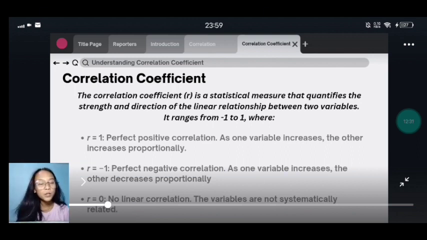Next one is R. If R equals -1 or a perfect negative correlation, as one variable increases, the other decreases proportionally. So duha ka variable, ang isa mo increase, ang isa mo decrease. Next is the R equals 0 or no linear correlation or zero correlation at all. The variables are not systematically related, or wala sila connection, di sila related sa usag-usa, di sila maka-affect sa usag-usa bahalag naay changes ang isa.